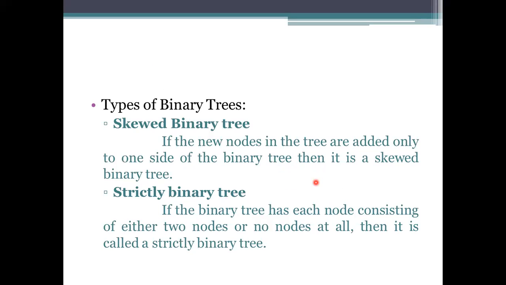Coming to the types of binary trees, the first type is a skewed binary tree. In a skewed binary tree, we add nodes on one side only. One side means, let me write this.